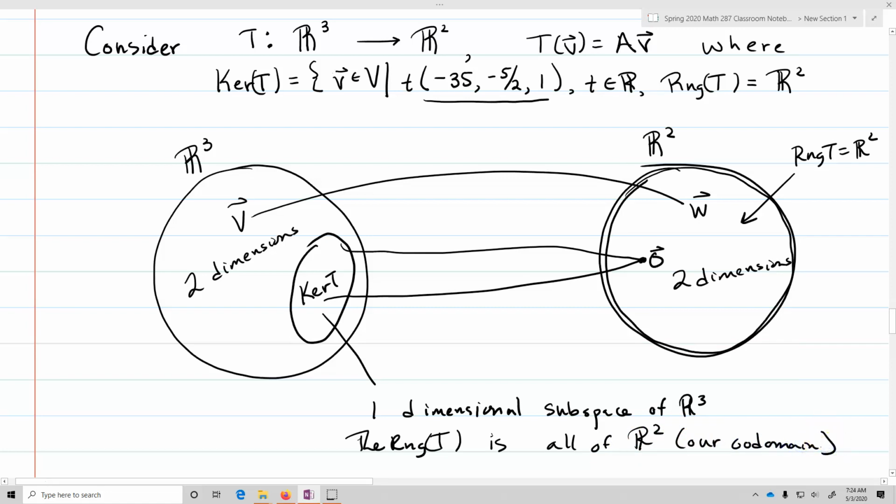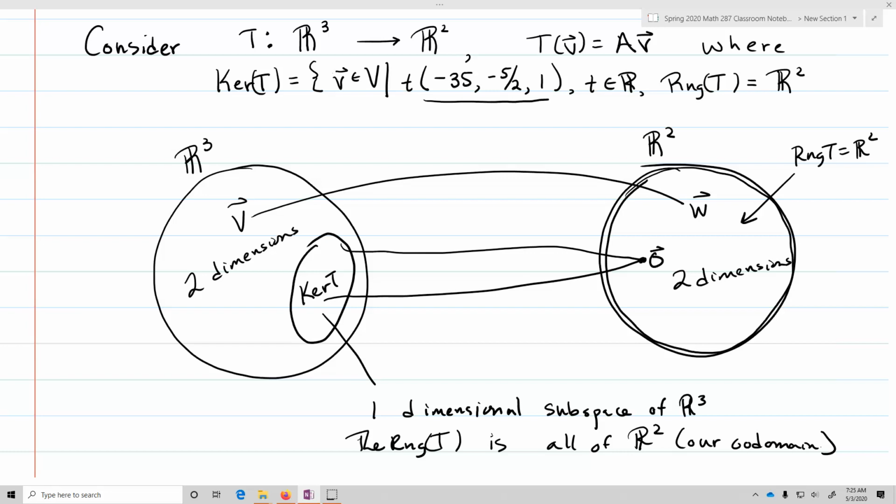And so what the kernel and the range help us to do is think about what's happening under a linear transformation, right? Say, for example, with our domain. What's going to occur with our domain? We're going to take everything in the domain, because if we can't take everything in the domain, we don't have a well-defined transformation. So we're going to take everything inside of the domain, and it's either going to be mapping onto 0, or it'll be mapping onto the range, okay?